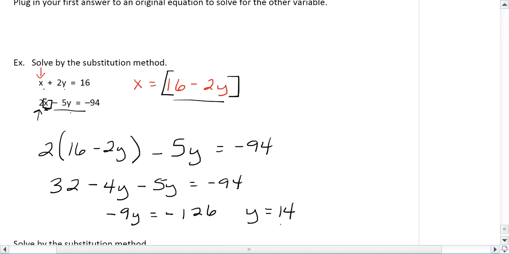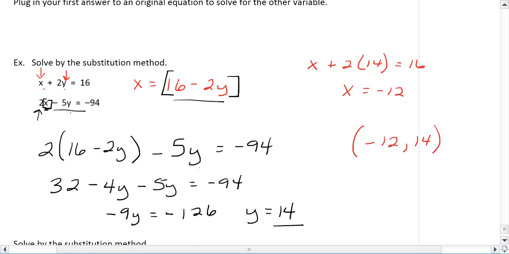So now we have one of the answers. We take this 14, go back to either one of these original equations and plug it in. I think I'm going to just choose the first equation. So I have x plus 2 times 14 equals 16. So multiplying by 2 and then subtracting the 28 from both sides, I get x equals negative 12. So the answer is an ordered pair, negative 12, positive 14. That's where these two lines would intersect on the graph, and this is the algebraic method to find those two answers.